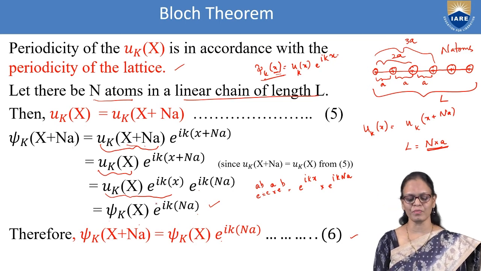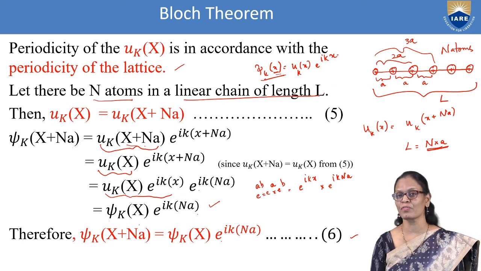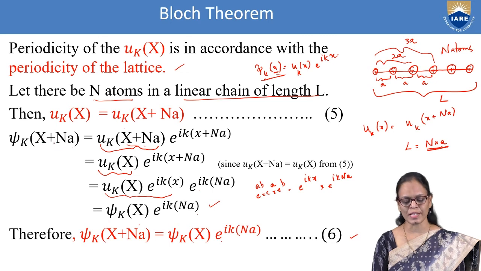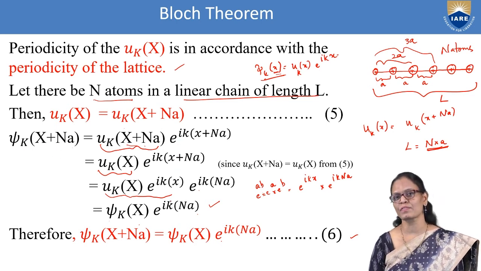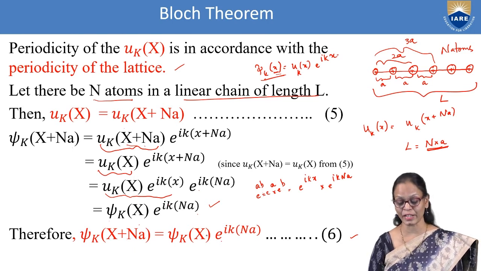So what have we done? We have taken the wave function and considered N atoms arranged in a linear chain of length L, because we are limiting ourselves to one dimension. In place of x, we have extended it to all the N atoms with the lattice parameter a. So we have substituted x + Na and simplified the expression. So we are getting psi_k(x + Na) is equal to psi_k(x) e^(ikNa).